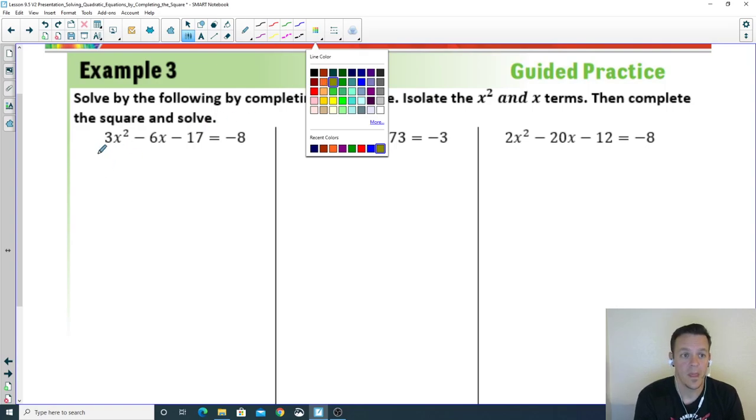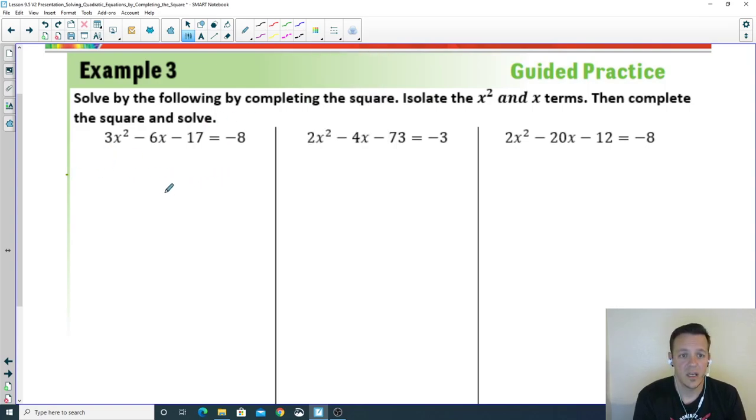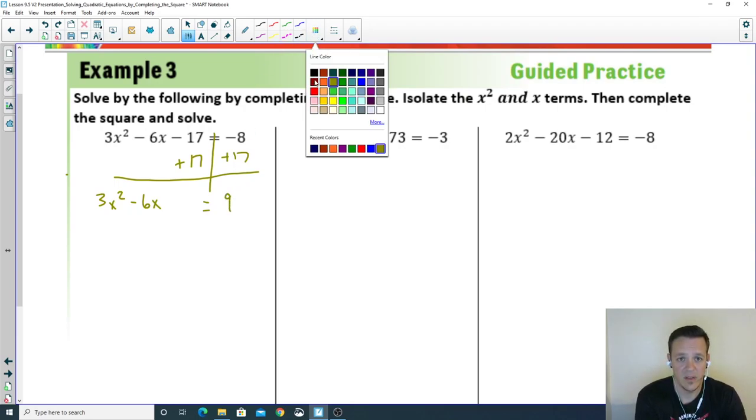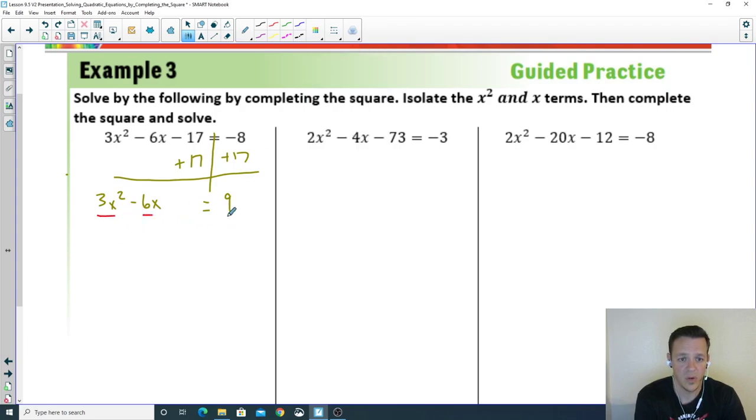Good luck. All right, hopefully you guys paused the video from here, right. Plus 17, plus 17. Now you solve it out, right? So this is 3x squared minus 6x equals, and that would be, according to my cheat sheet, 9, right? Then you divide everything by 3 across the board to get rid of that 3 there. Then you'd end up with x squared minus 2x.